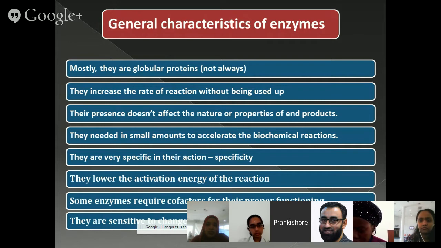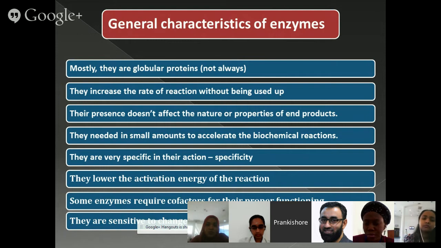They are needed in small amounts to accelerate the biochemical reactions. Since they are not involved in the reaction, only involved in catalysis of the reactions, these enzymes can be recycled. That is the reason small amounts are used to accelerate the biochemical reactions. They are very specific in their action. This is what is called enzyme specificity.